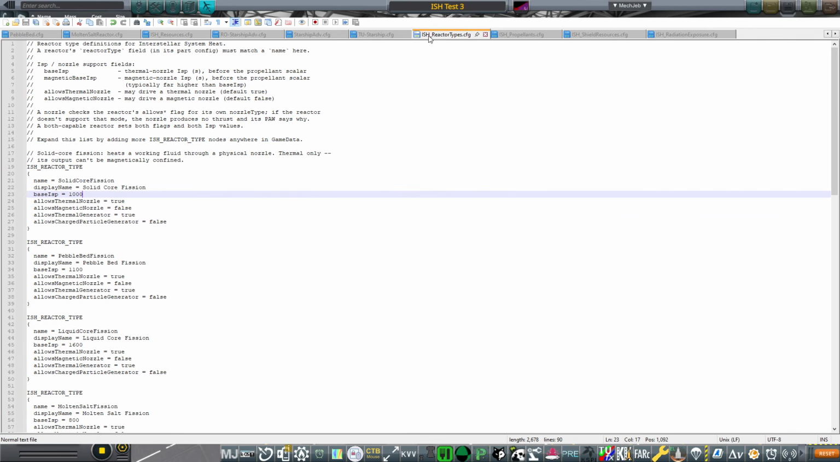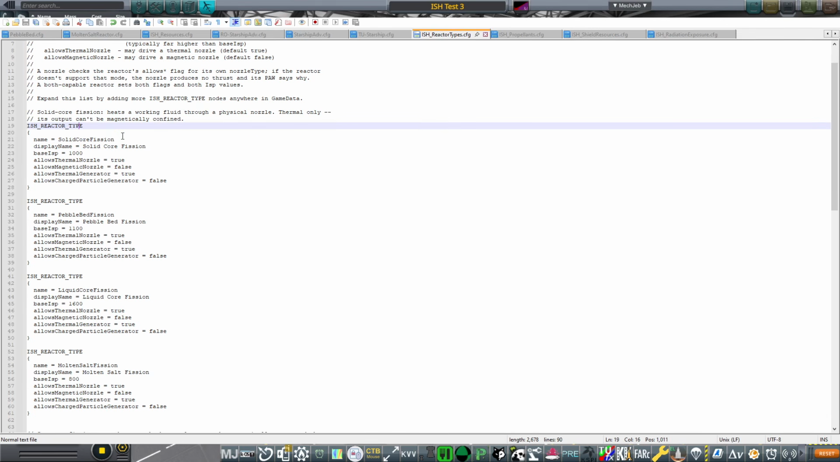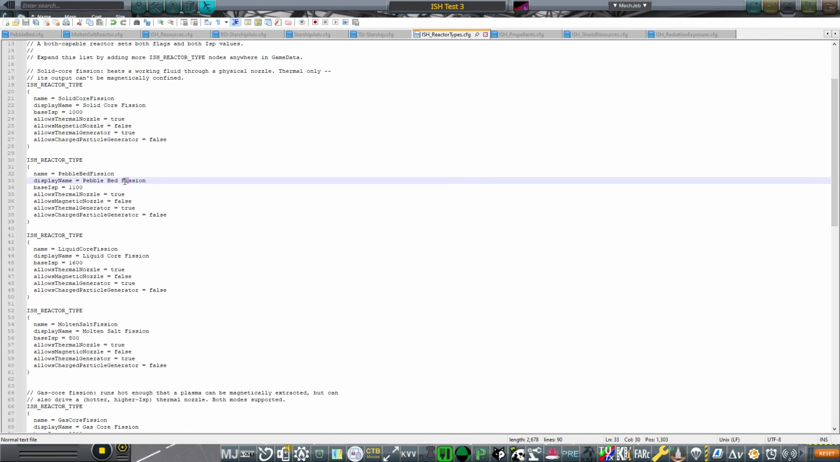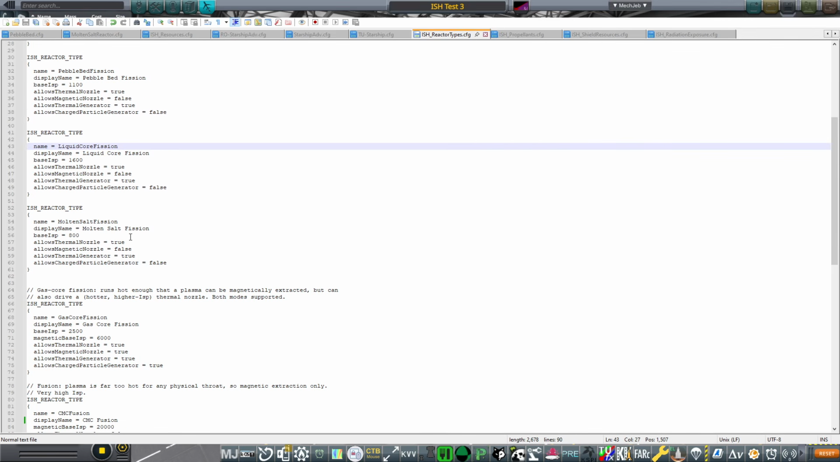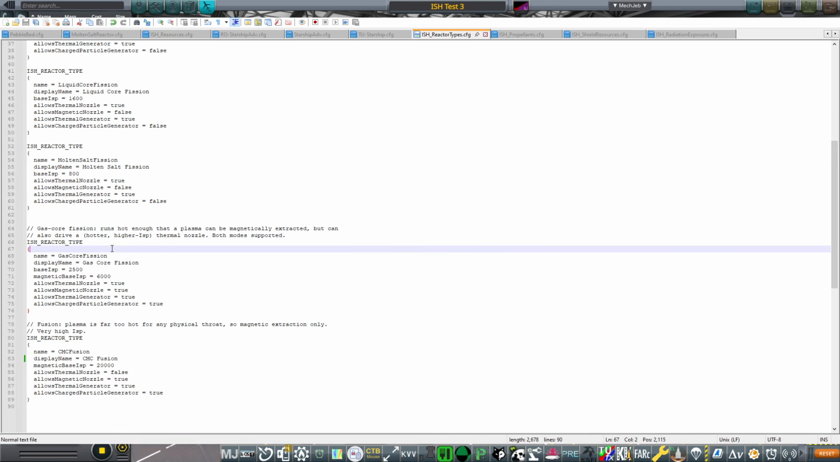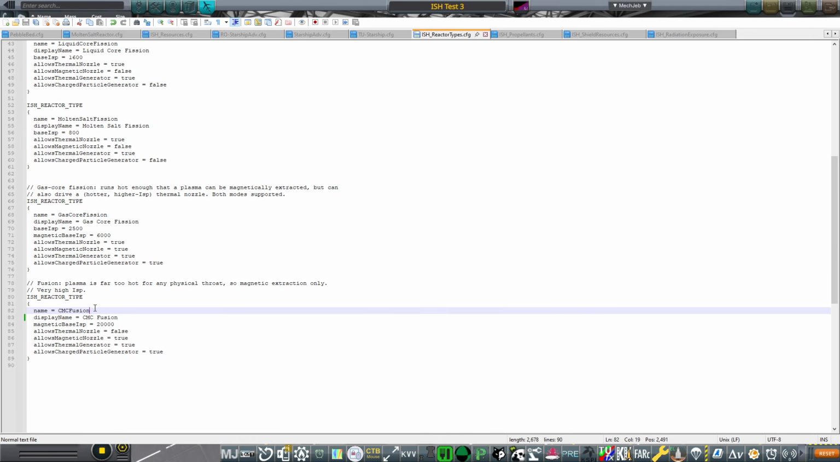is Interstellar System Heat reactor types, and this defines the reactors, so solid core fission. And then there's a base specific impulse, whether you can use a thermal nozzle, whether it can use a magnetic nozzle, whether it can use a thermal generator, or whether it can use a charged particle generator. And then we have a pebble bed fission, liquid core fission, a molten salt fission, a gas core fission, and then the CMC fusion, the one that we just saw. So that's the centrifugal mirror confinement. That's what it is. Centrifugal mirror confinement.